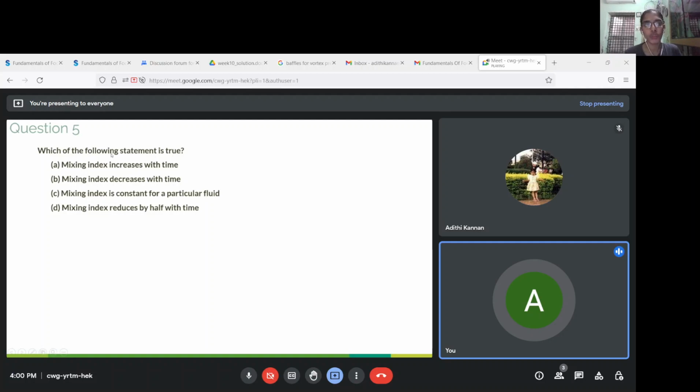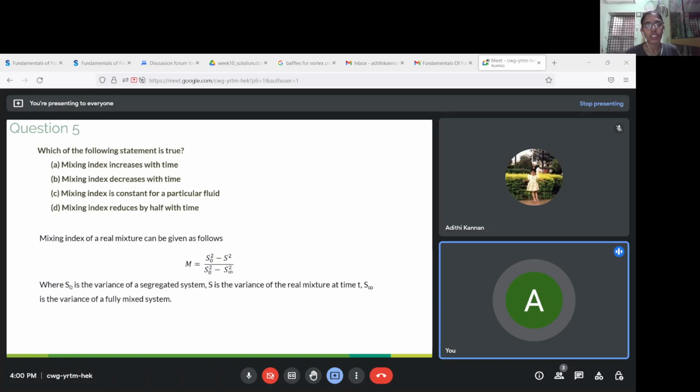For this, we need to first understand what a mixing index is. Mixing index will tell you how much of the mixture that you have is mixed and how much it is segregated. So if you have two components A and B and you put them inside a container, at say time t equal to 0, both of them will be segregated. That is, you won't have any mixing.